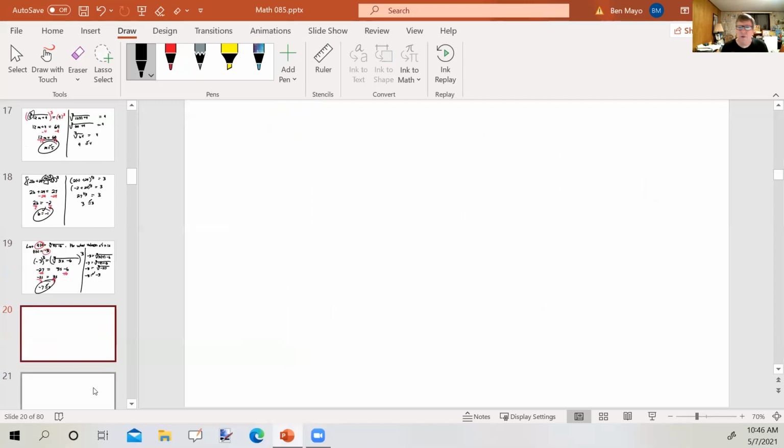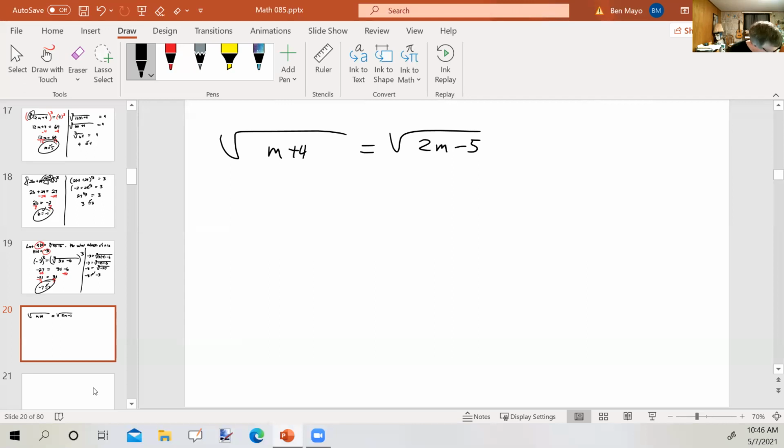What if we have two radicals, such as in this example? The square root of m plus 4 equals the square root of 2m minus 5. Well, again, like in the case of absolute value equations, if we have two radicals, we want to separate them, one on each side of the equation. Now, if there's two radicals and another term, things get more complicated. We're not going to go there. We're just going to limit ourselves to two radicals.